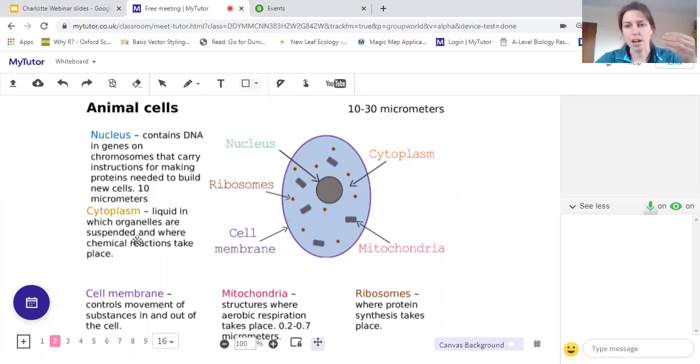So an organelle is part of a cell, and the 3 that you need to know about for animal cells are the nucleus. So that contains DNA. DNA is structured into genes. The genes are on chromosomes, and they carry the instructions for making proteins that are needed for building new cells or taking part in chemical reactions, because remember, enzymes are also proteins as well. They are part of the chemical reactions. And so the nucleus is kind of the brain of the cell, if you want to think of it in terms of body parts. The nucleus is surrounded by a membrane, which lets stuff in and out when needed.